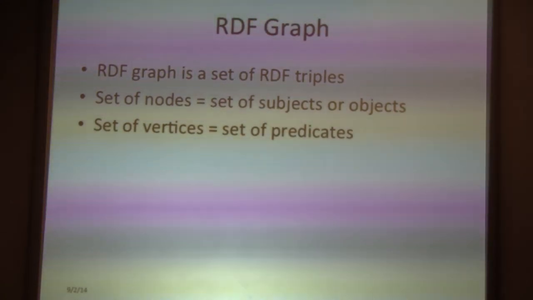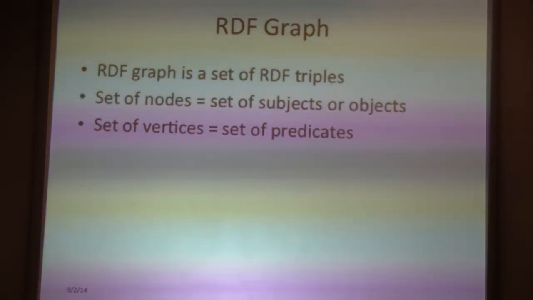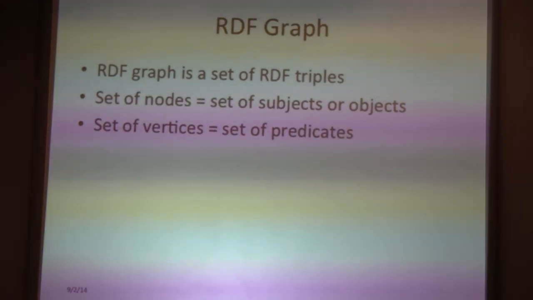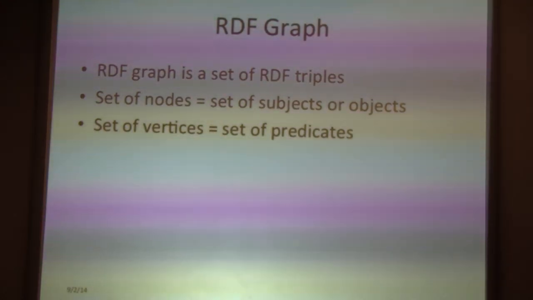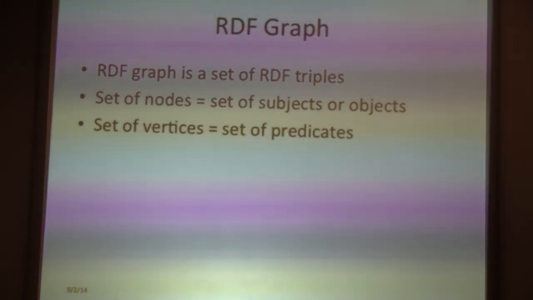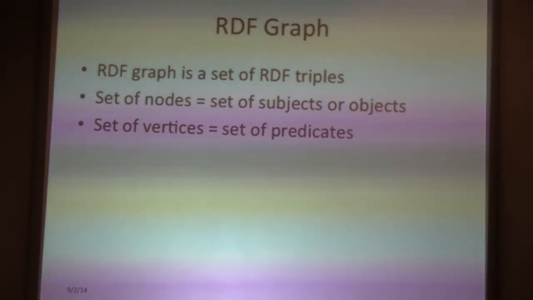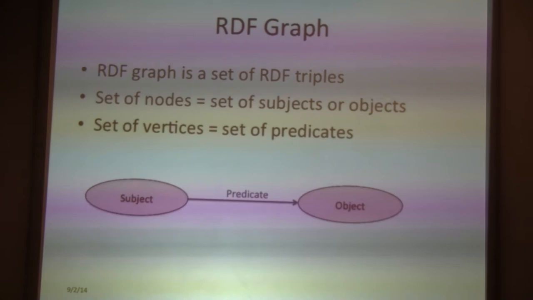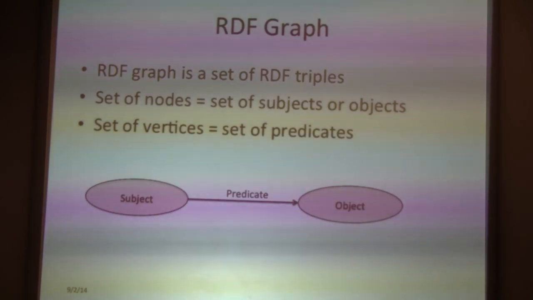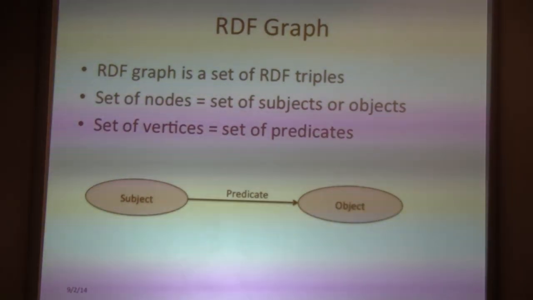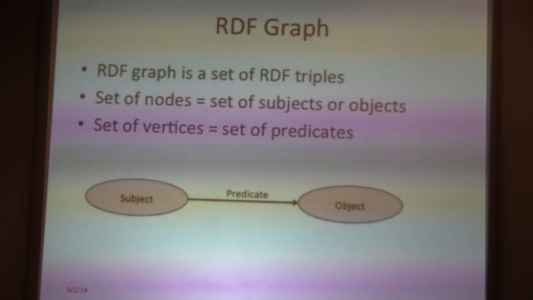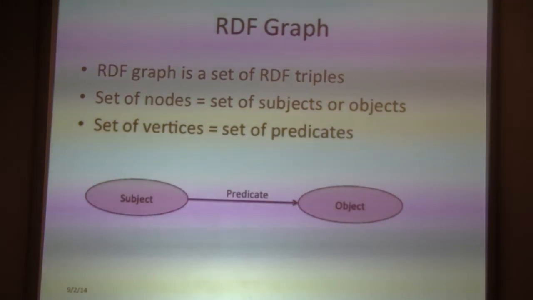So for now, they say the RDF graph is a set of RDF triples. That means a set of nodes. The subject and the object of the triples become the nodes of the graph, and the predicate connects the subject and the object of that triple together like this. This is a very intuitive representation. But when we use these RDF triples together with RDFS triples, we will see the challenge.